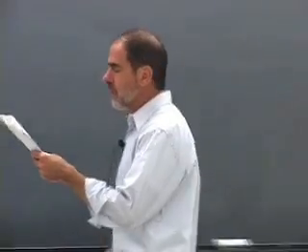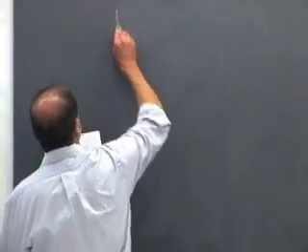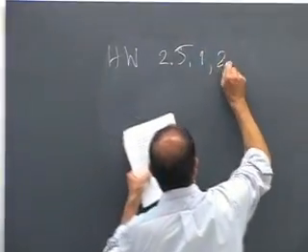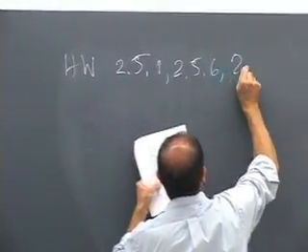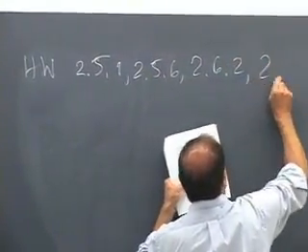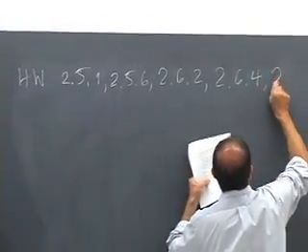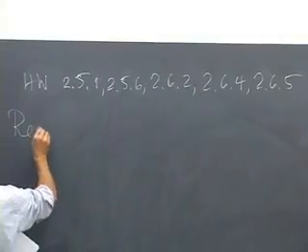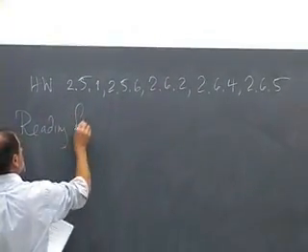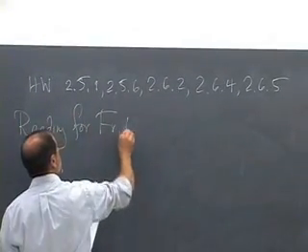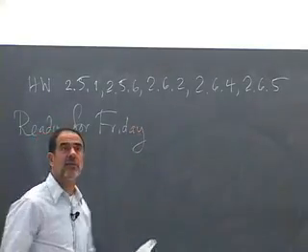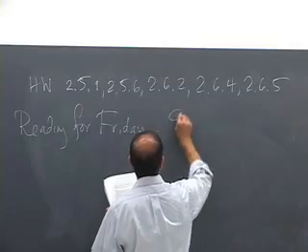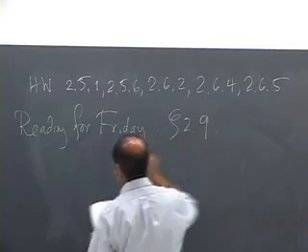So the homework is 2.51, 2.56, 2.6.2, 2.6.4, 2.6.5. And people asked me to list the reading for next time, so you can read ahead, which is always a good idea in math to get some idea of what the material is before. It is section 2.9.